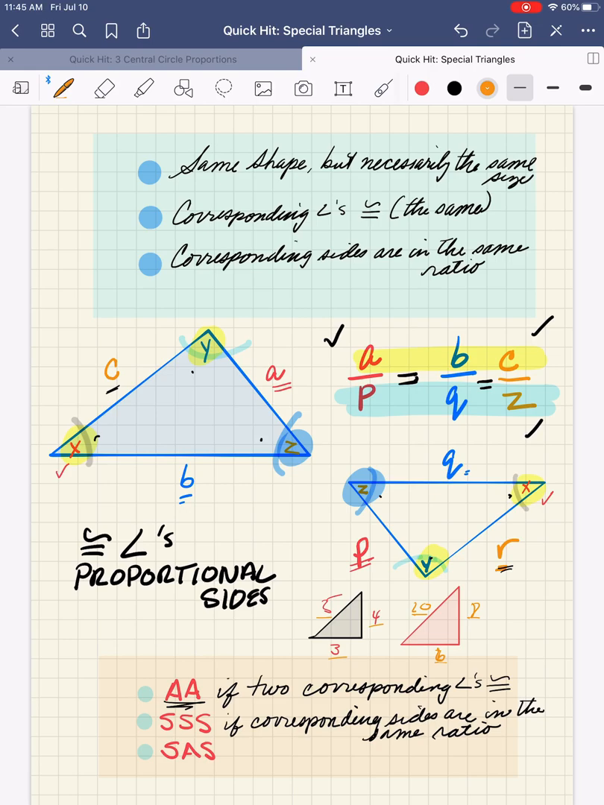Those must be similar. And then finally, I can use side angle side, which is if I have the ratio of two pairs of corresponding sides. So I know that I have two corresponding sides. I know they're in ratio or in proportion, and they're equal. That means the ratio of two pairs of corresponding sides are equal, and their included angles are equal.